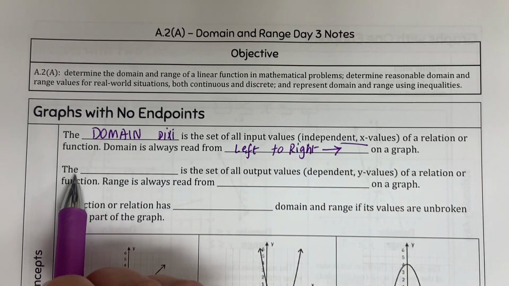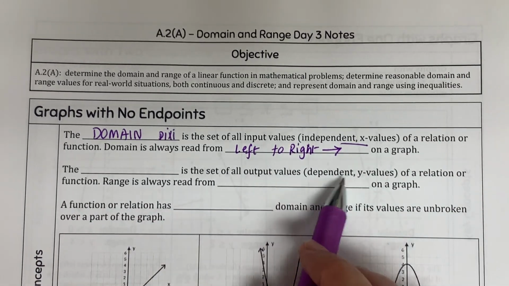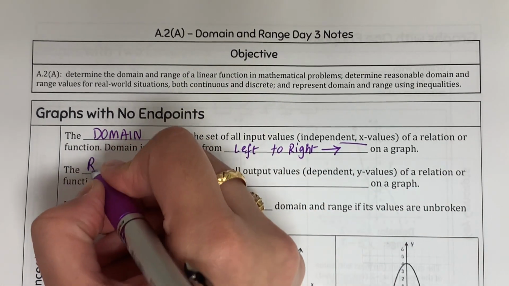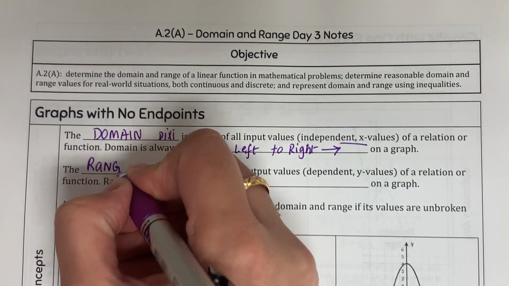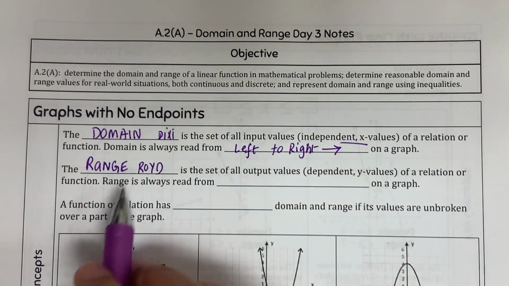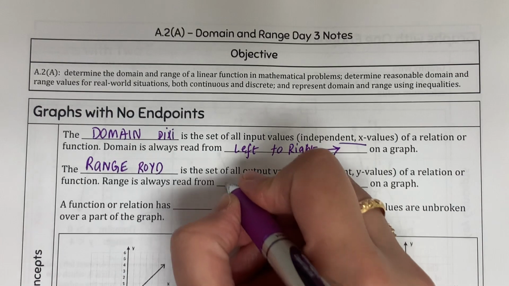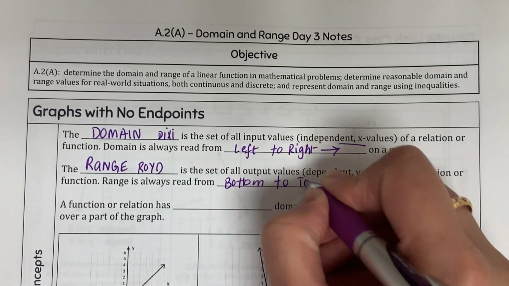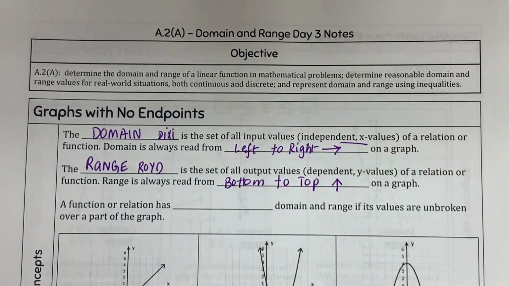on a graph. The blank is a set of all output values, dependent x, y values of a relation or a function. That's range. Keyword is Roid. Range is always read from bottom to top on a graph.